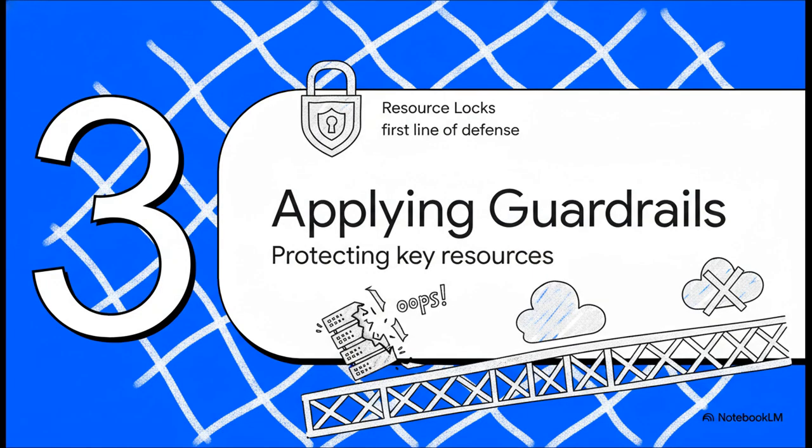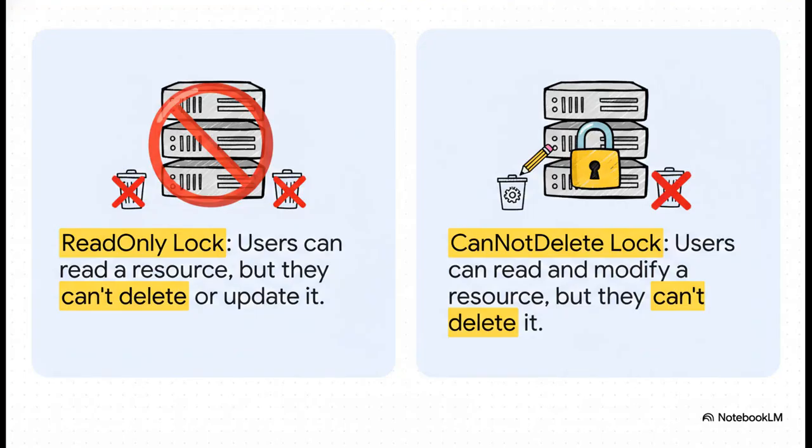Come on, we've all had that heart-stopping oops moment. Well, resource locks are a really simple but super effective way to prevent them. They act as a safety net for your most critical resources, protecting them from being accidentally deleted or changed. You've got two main types of locks to pick from. A cannot delete lock is probably going to be your go-to for most things. It lets you keep working with a resource, but it stops anyone from accidentally hitting that delete button.